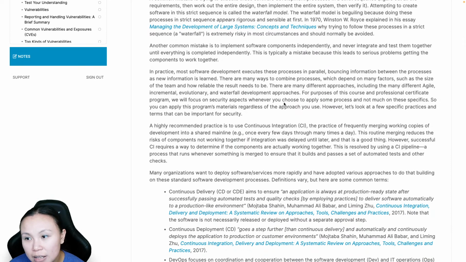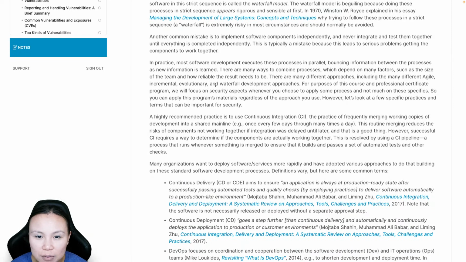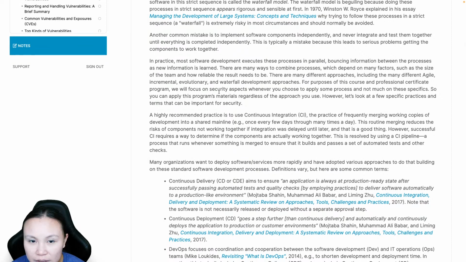There are also other factors: the size of the team, how reliable the result needs to be. Also agile and waterfall development. These are all development processes, and different people use different ways of managing them. Sometimes it depends on the team.